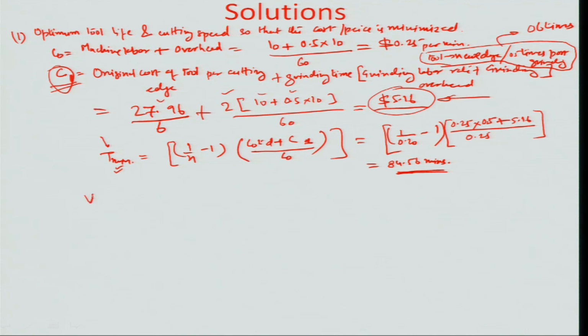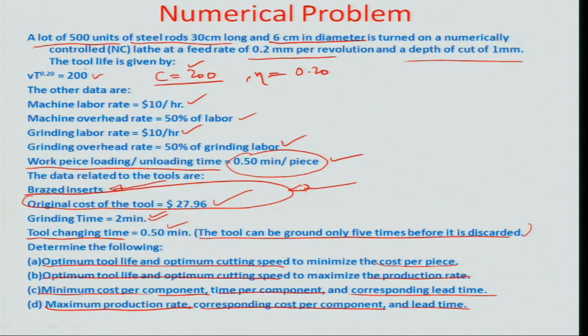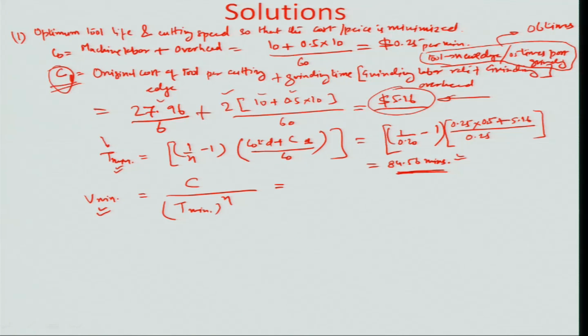Similarly, we also have a situation where we can calculate the minimum velocity, and in this case the minimum velocity is again defined as c divided by the minimum tooling life in the Taylor equation, which has been calculated in the earlier step, to the power of n. The c in this particular case has been illustrated as 200, as you can see from this tool life equation right here. N is 0.20, so we can have the V minimum as 200 divided by 84.56 to the power of n, n is 0.2.